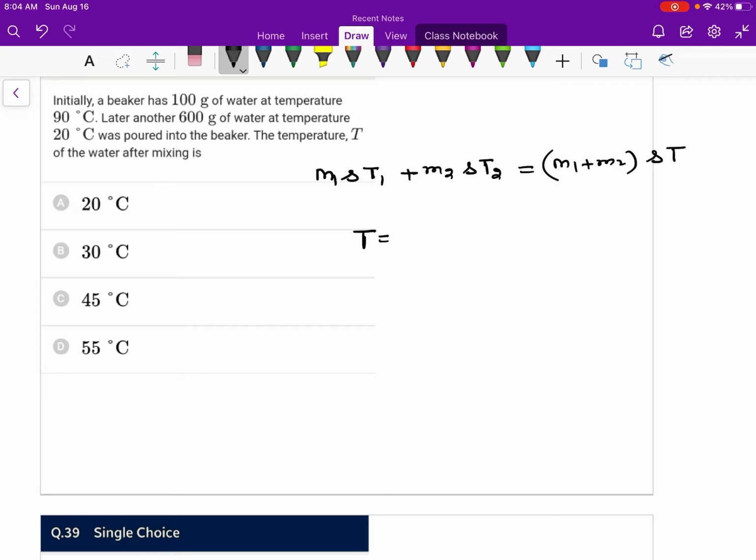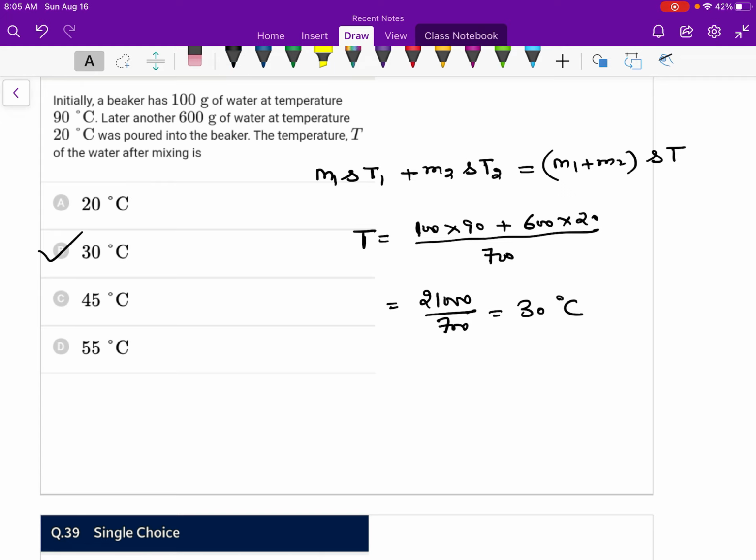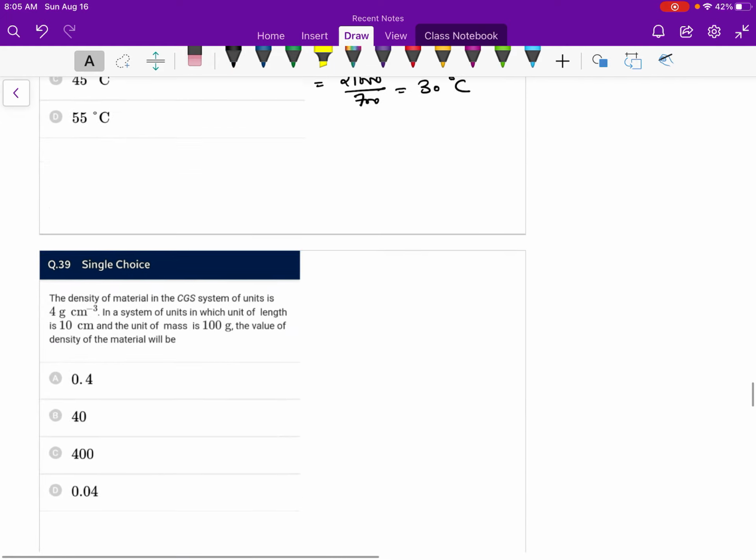So T is M1 T1, which is 100 into 90, plus M2 T2, which is 600 into 20, upon M1 plus M2, which is 700, 100 plus 600, 700. So this is 9,000 plus 12,000, 21,000. 21,000 upon 700, that is 30 degrees Celsius. So B is the correct option.